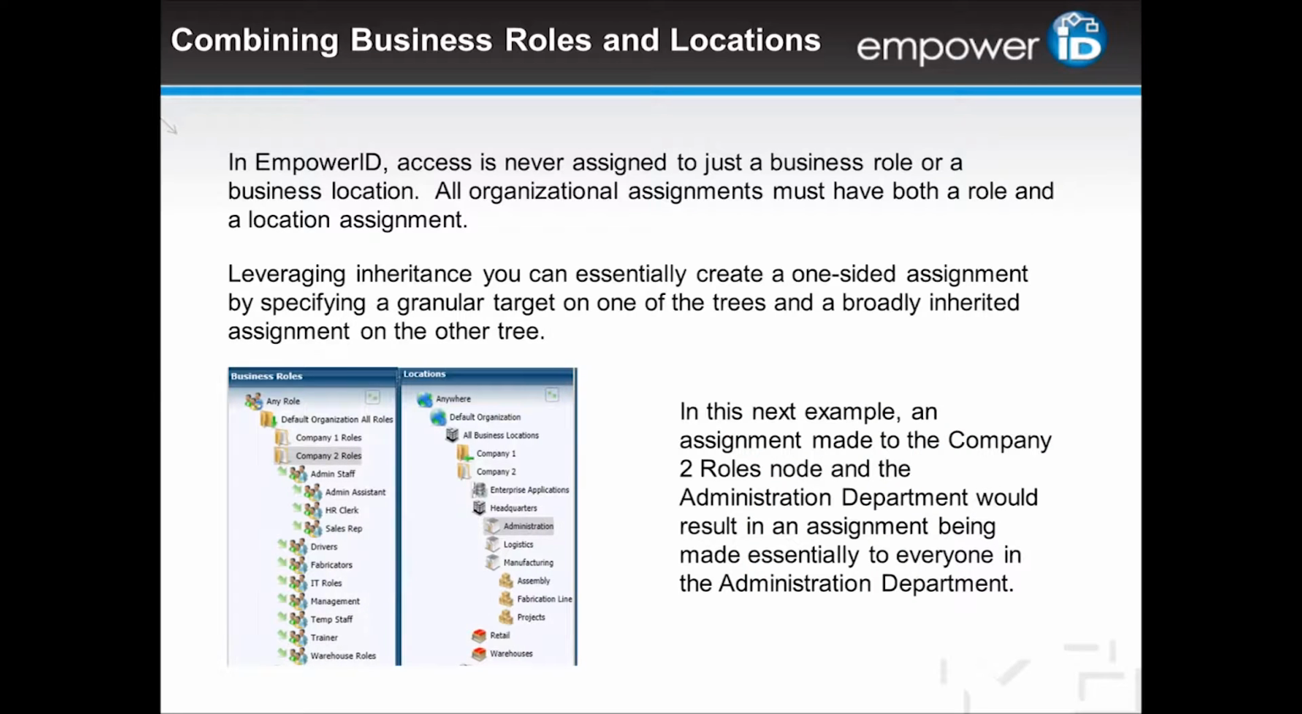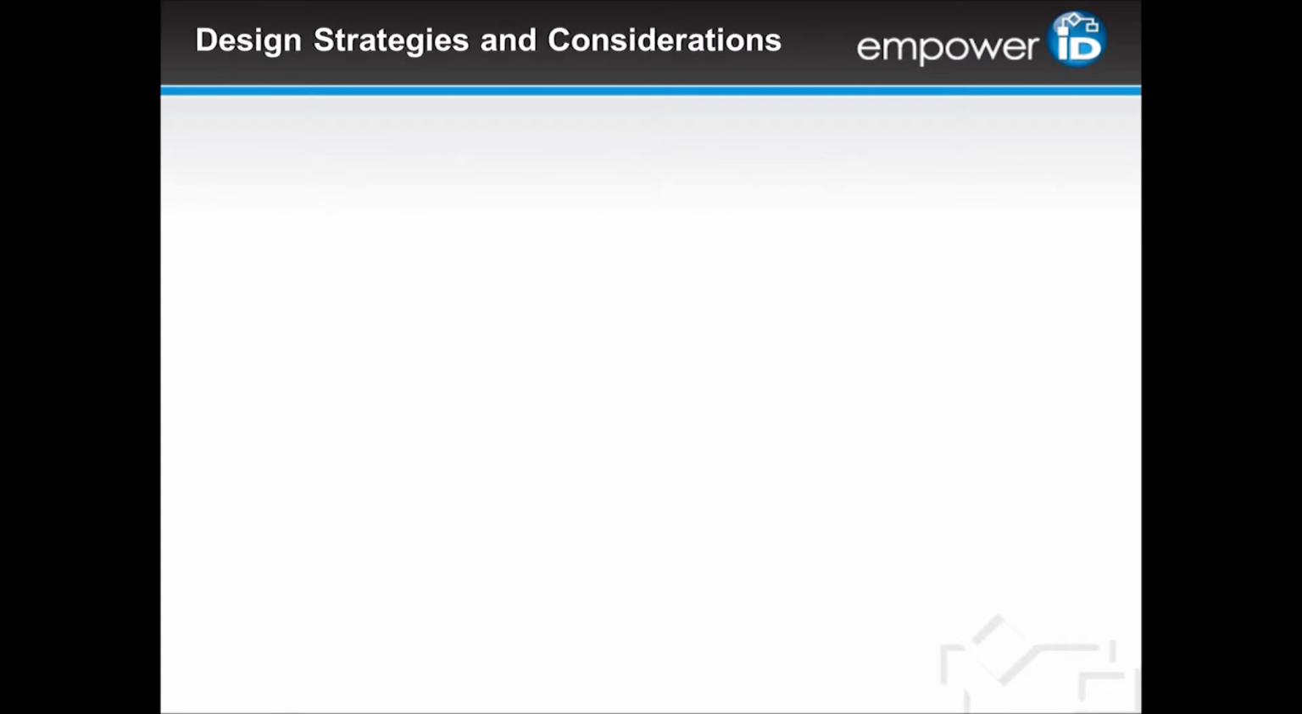Now, in the next example we have here, an assignment made to the company 2 roles node at the parent level, and then an assignment made at the administration department level on the location side would result in an assignment being made essentially to everyone in the administration department. And that's how we can do an assignment to, say, a specific role or an assignment to a specific location: you just include a higher level of assignment on the other side of the assignment trees.